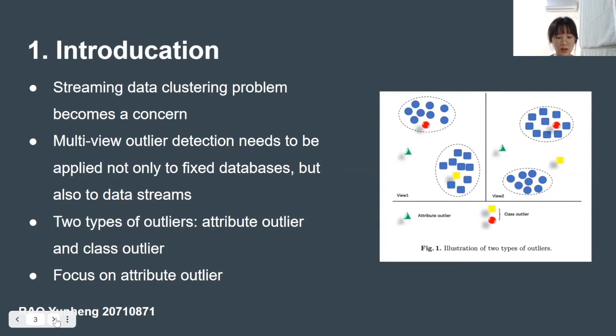In addition, objects such as attribute outliers may become non-outliers with the arrival of new data points in data streams. Therefore, in our project, we mainly focus on attribute outliers. In our work, we propose a meaningful solution about streaming data processing, namely multi-view outlier detection in data stream.